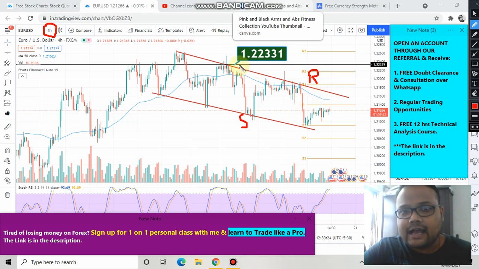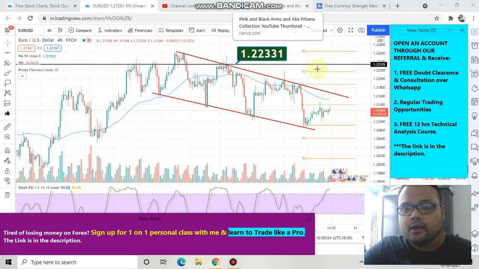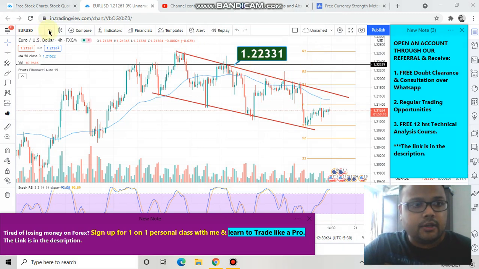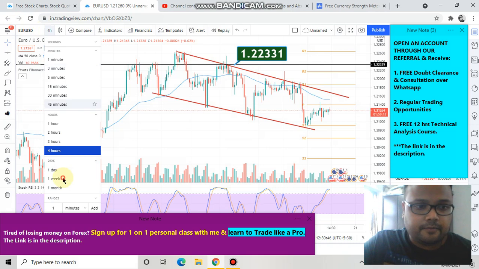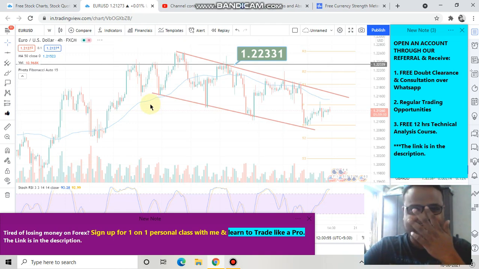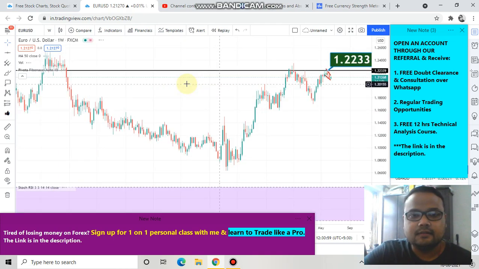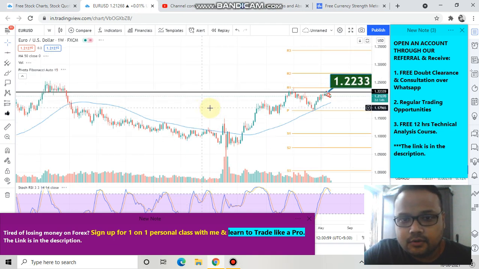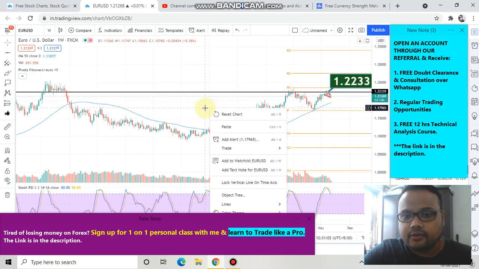And you can also see that I have a black line here. This black line is another resistance for the market. To explain this black line, I need to take you to the weekly chart. It is taking time, not loading up. So this is the weekly chart of Euro USD.